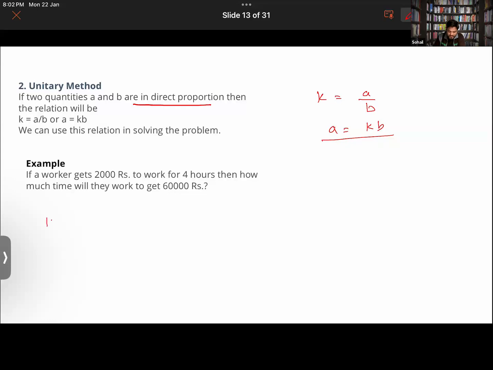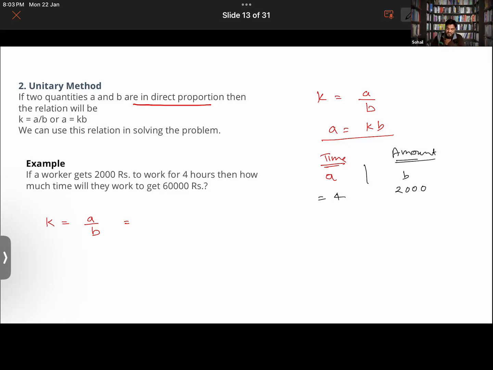So here, if you are required to find k, k is equal to a upon b as per the unitary method. ठीक है ना? Let's say a is the number of hours he is working for. Time is a, and the amount he is getting, let's assume it to be b. So a हमारे पास given है that he is working for 4 hours, so thereby he is getting 2,000 rupees. 2,000 rupees मिल रहा है.